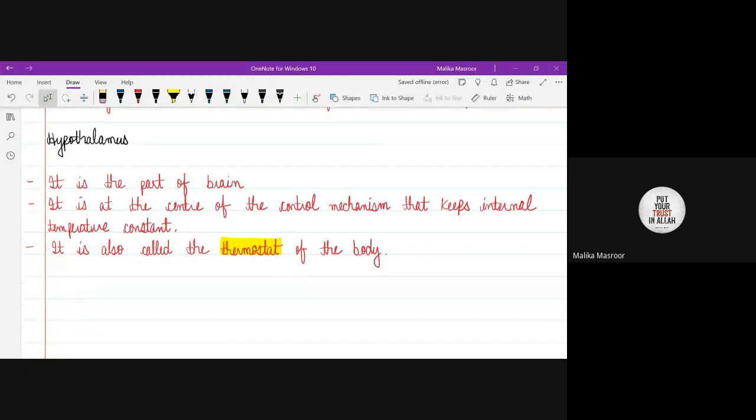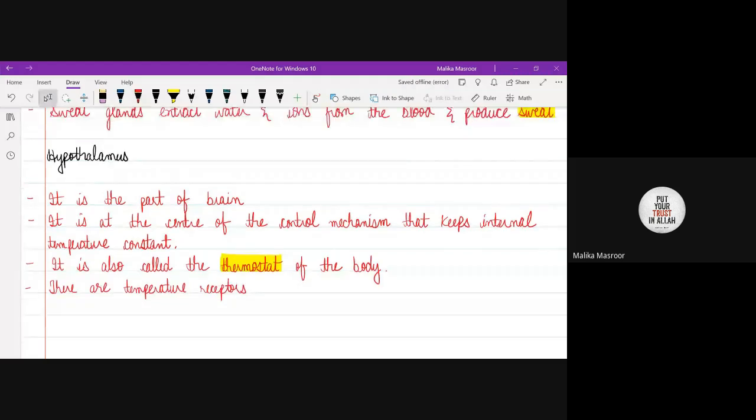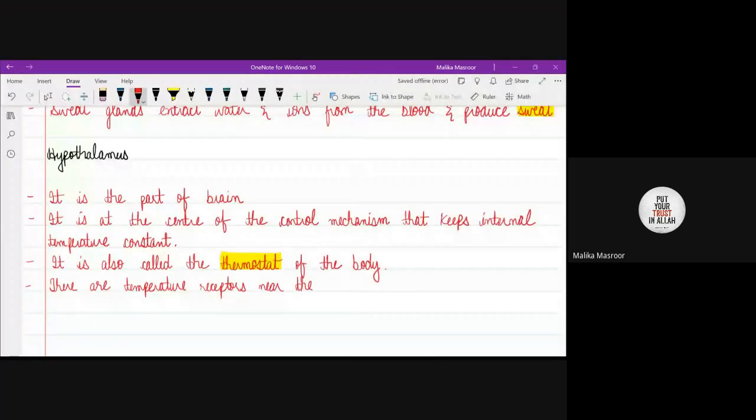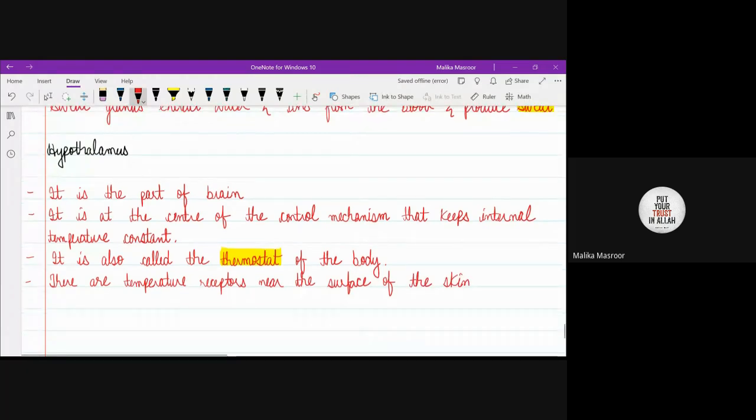So there are temperature receptors near the surface of the skin, which sense the temperature of the air or water around it.